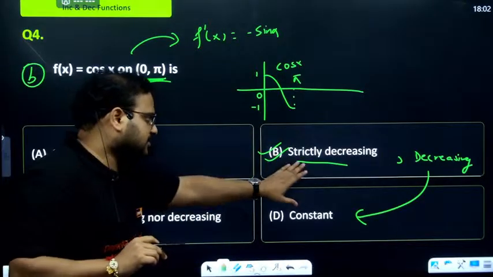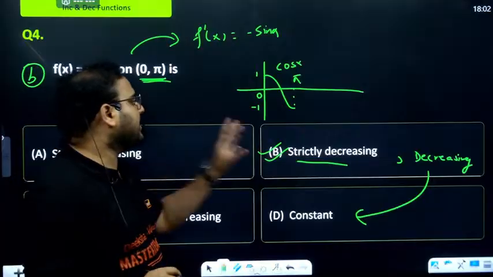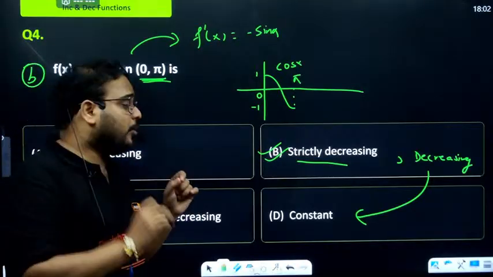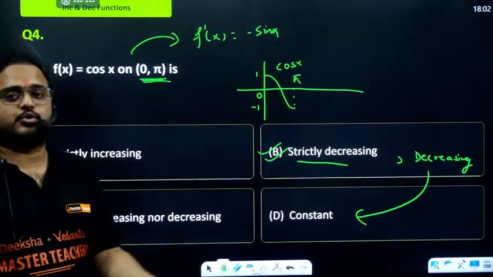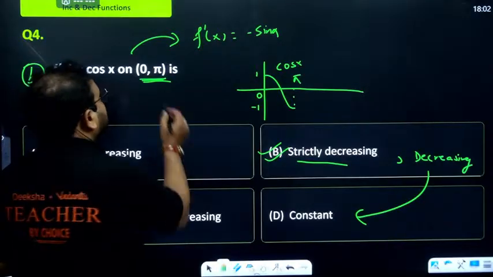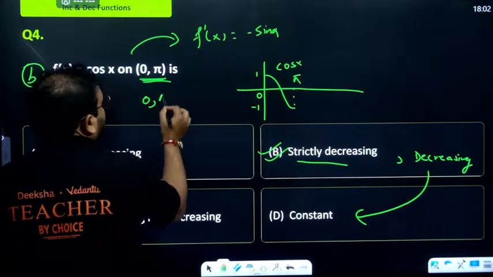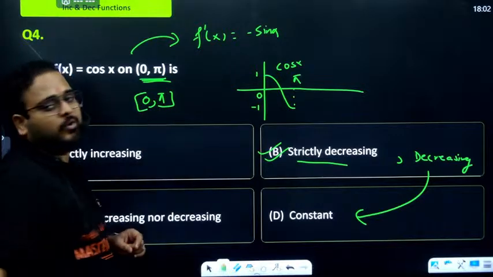But if in this question there is no option like that, we'll choose option B and get the answer done. But if you had two options like this, strictly decreasing or decreasing, which would you choose? You will choose strictly decreasing because the interval is what? Open. If you had closed only, no?